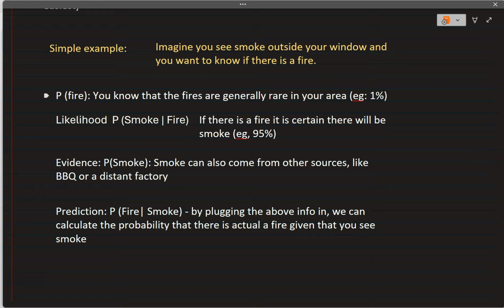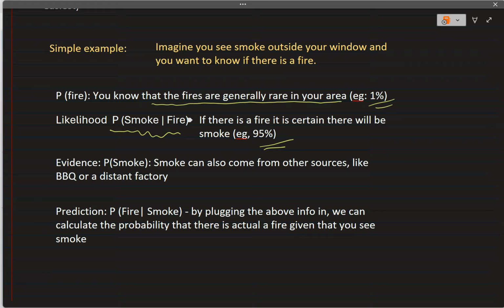Now, the probability of fire. First, you know that there is very little probability that fire happens in your area. Let's suppose it's 1%. Okay. And then next one is the probability of having a smoke, but given there is a fire. So if there is a fire, it is certain that we know that there will be a smoke. So let's suppose that's 95%. And it is true, right? It's intuitive. If there is a fire, there may be a smoke, very highly likely, high probability.